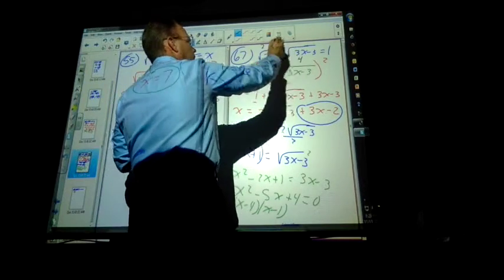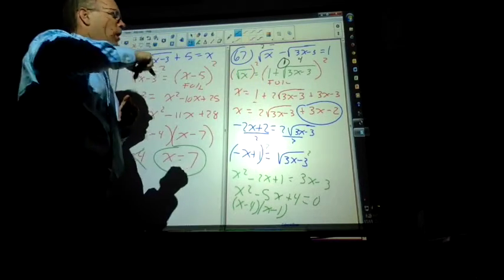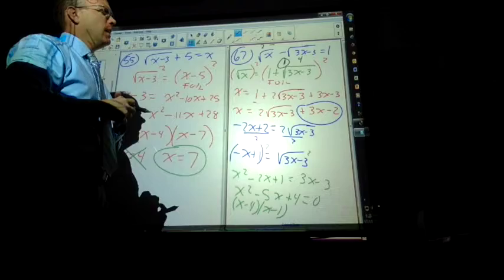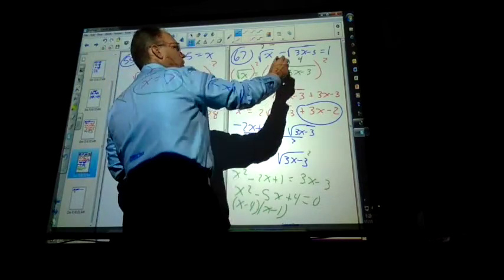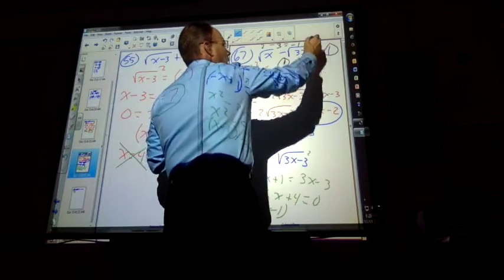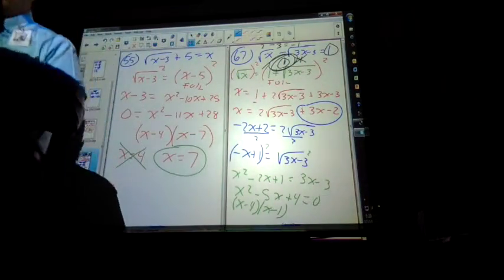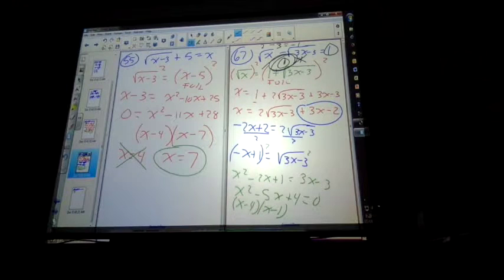If I plug 4 in, I get square root of 4, which is 2. Minus 3 times 4 is 12. 12 minus 3 is 9. Square root of 9 is 3, so I get 2 minus 3 is equal to negative 1. Is negative 1 equal to 1? The answer is no. That's the extraneous solution, so my only answer that works there is 1. So that's kind of a nasty problem. There's a whole lot of steps that you have to go through in order to solve that problem.